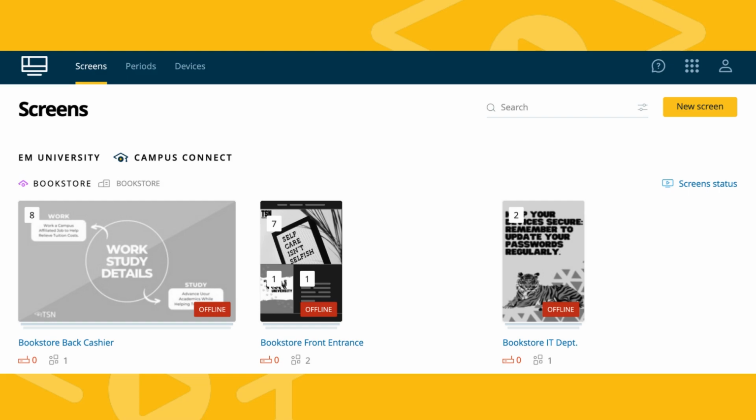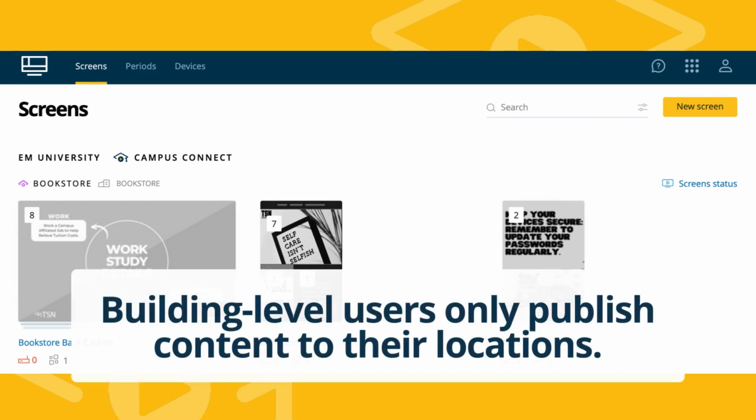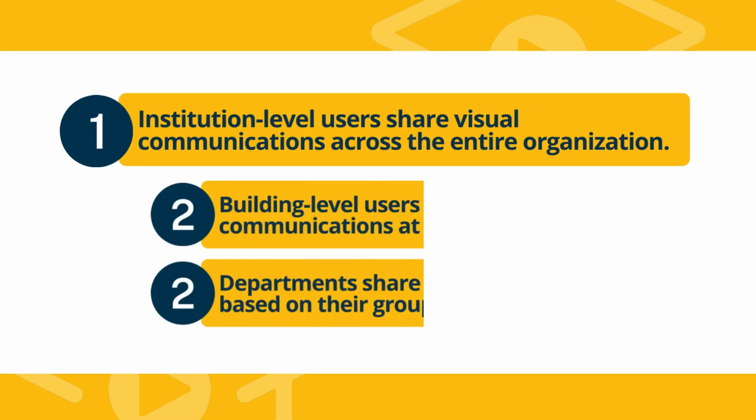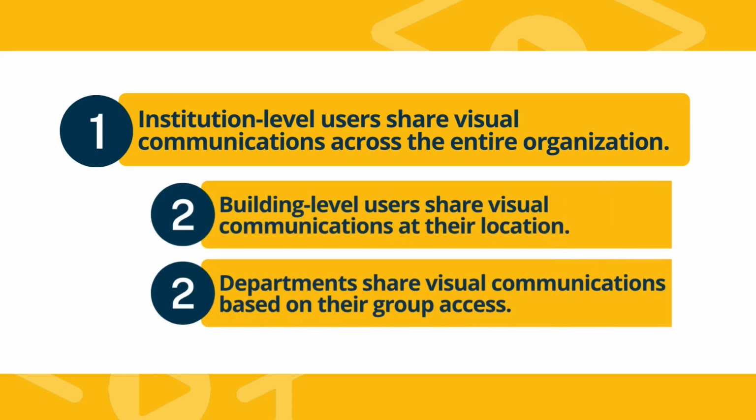Both the institution level and the building level accounts schedule content. Building level users, however, only publish content to screens at their specific location. The TSN platform supports this tiered network structure. Institution level users push to all screens. Building specific users push to only the screens at their location.